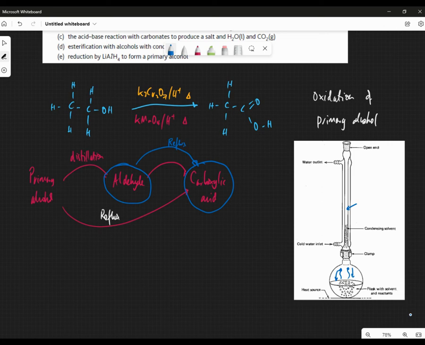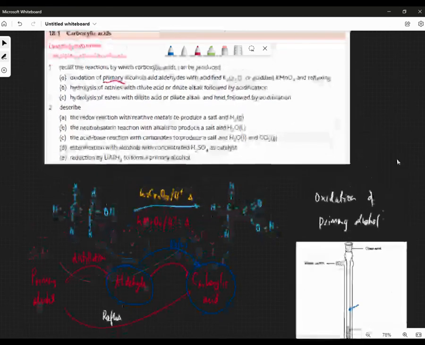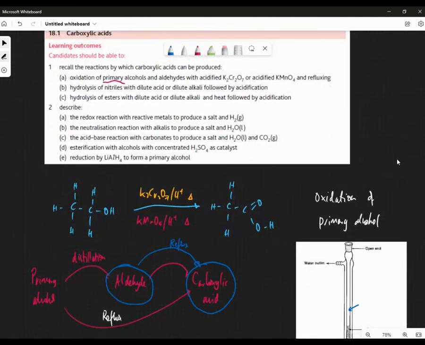Why would we use reflux? Because if you don't use reflux, the aldehyde will evaporate off, and we don't want that. So, as the syllabus says at the top here, oxidation of primary alcohols or oxidation of aldehydes with acidified potassium dichromate or acidified potassium manganate and reflux.